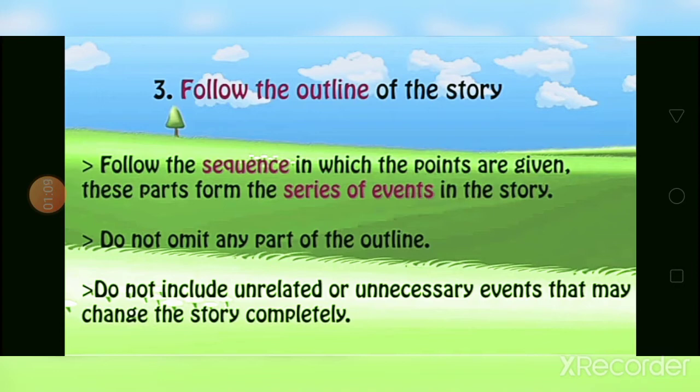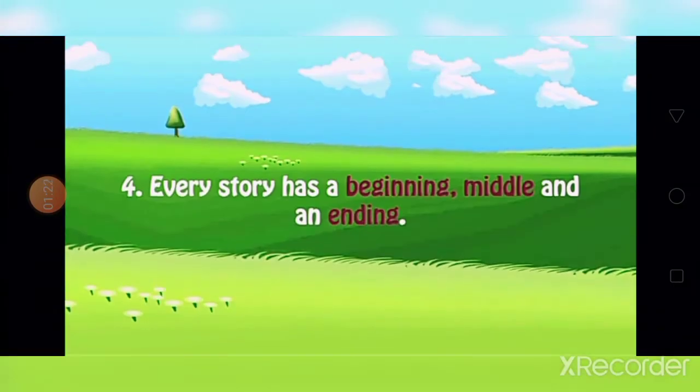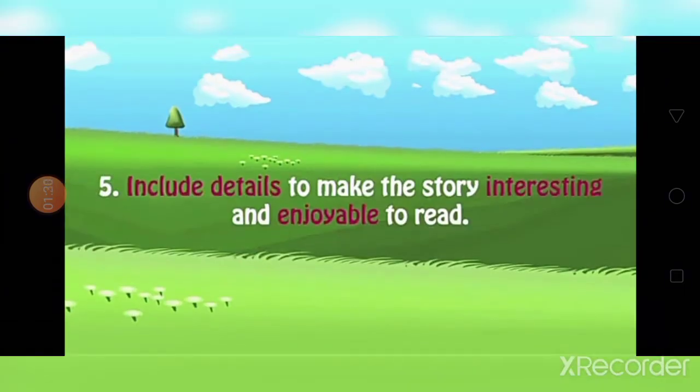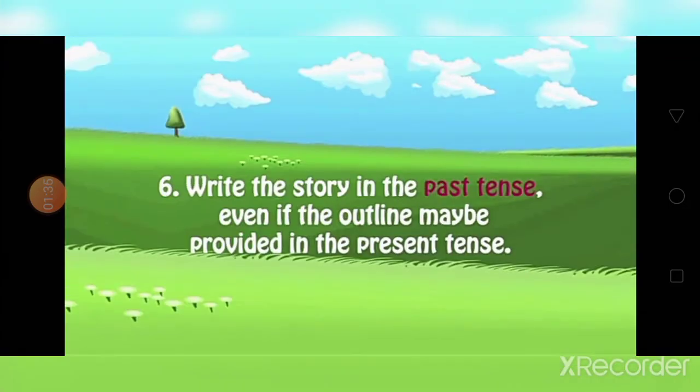Next, do not omit any part of the outline. Do not include unrelated or unnecessary events that may change the story completely. Every story has a beginning, middle, and an ending. Include details to make the story interesting and enjoyable to read.